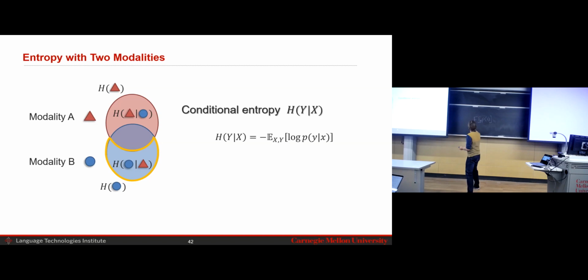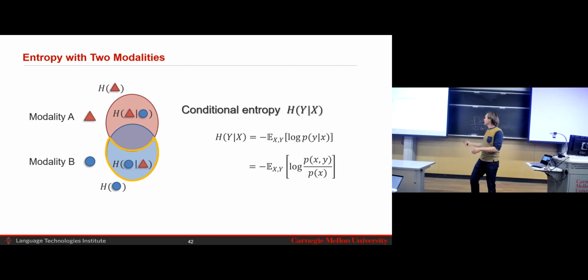And if you remember, this is the equivalent to the log of 1 over p of y given x. That's why there's a negative here. Now, when you talk about conditional entropy, you will usually see it written this way. It's a little bit confusing, but this is just Bayes rule.